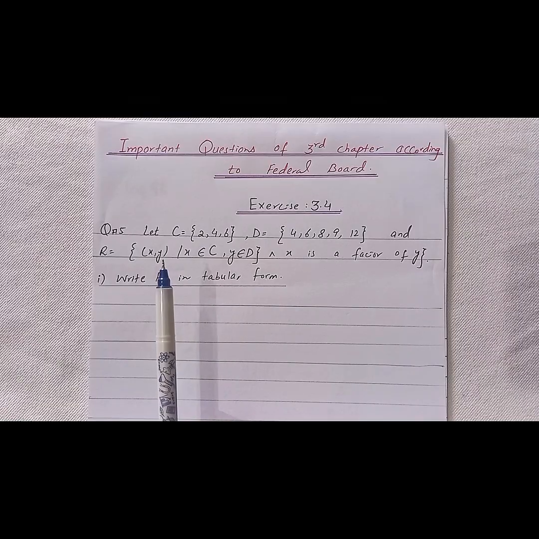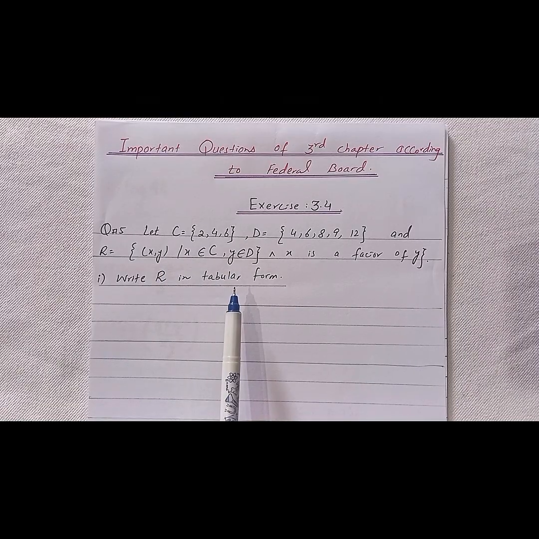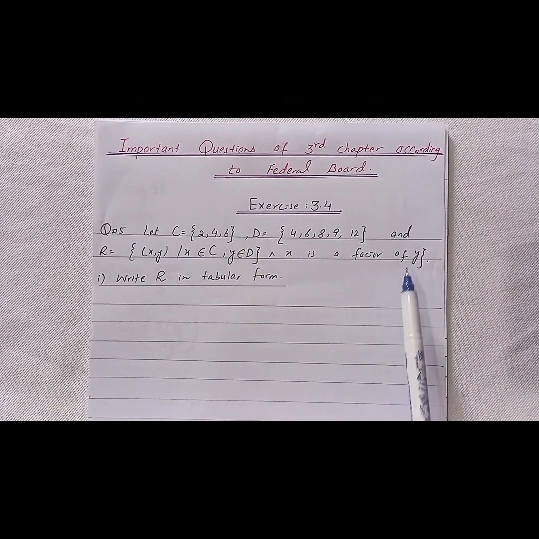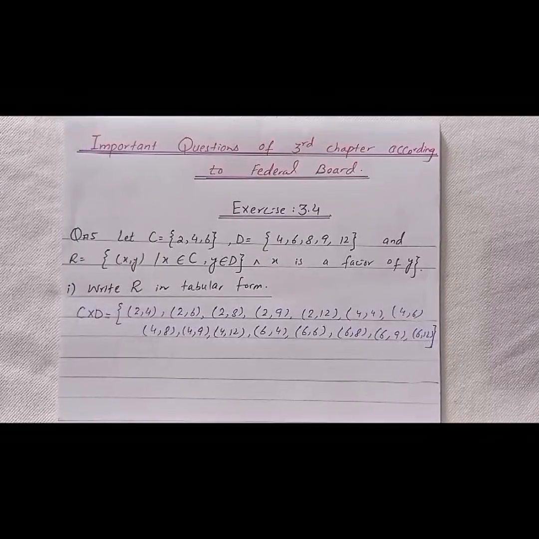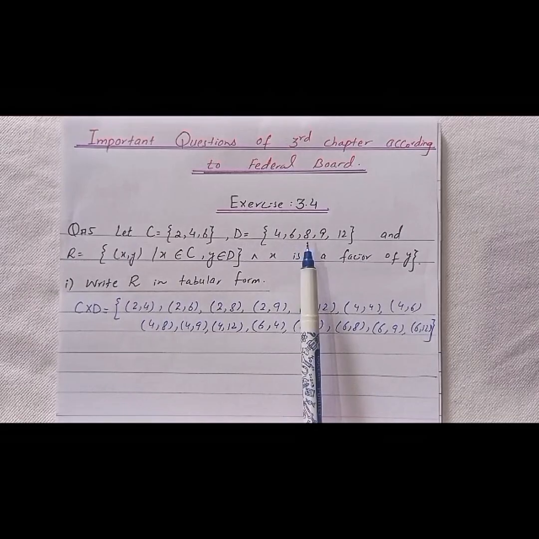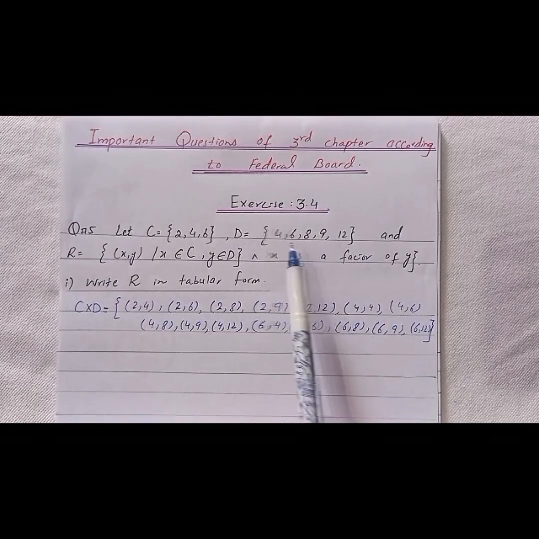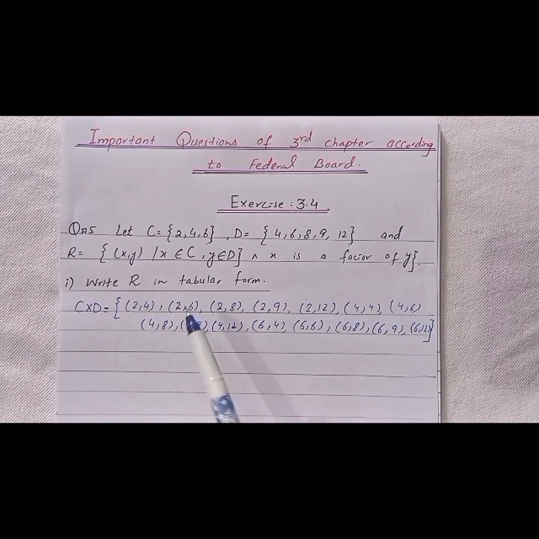So first we have to write R in tabular form, that is the ordered pair form. For this, first we have to find the cross product of C and D. Here x is a factor of y means that y is completely divided by x with zero remainder. Since set C contains 3 elements and there are 5 elements in set D, we multiply 5 with 3. So the resultant ordered pairs are 15. There are 15 ordered pairs in C cross D.